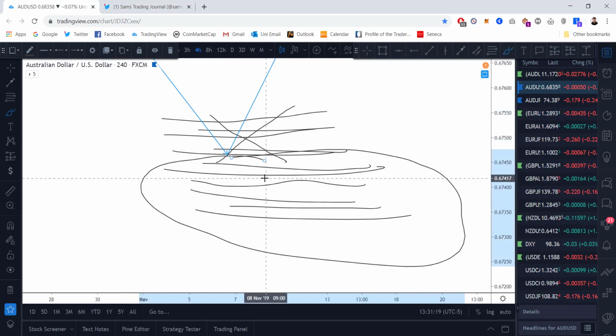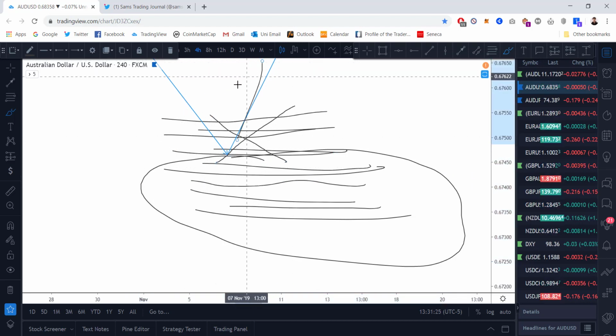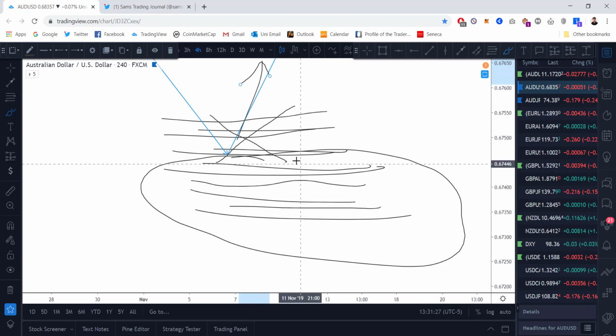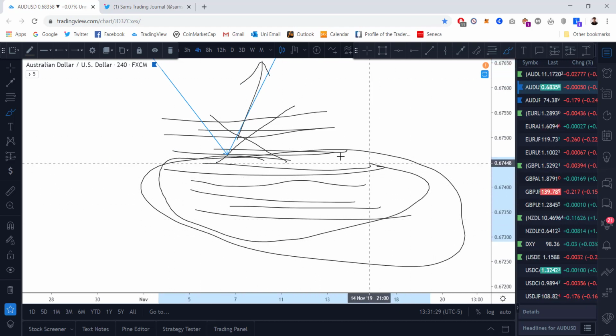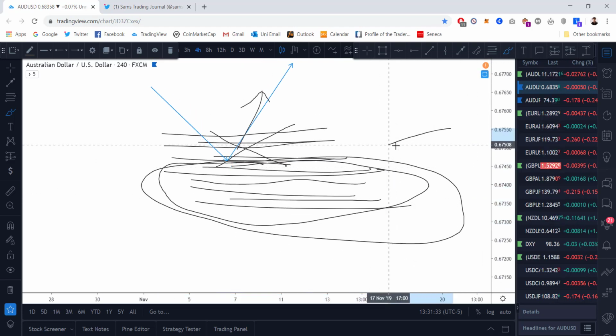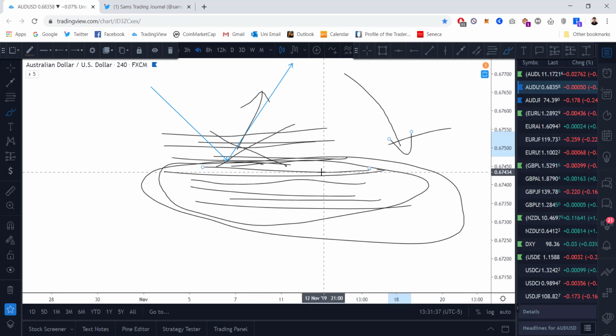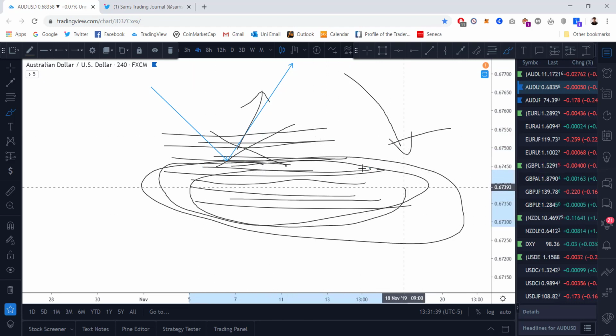So we have to assume there was less supply and more demand, and that's the reason price went up. But we do have these orders here that are unfilled. What you want to assume is that once price comes back later in time down there, it's going to have some sort of reaction at these unfilled orders. That's the order block that we look at.